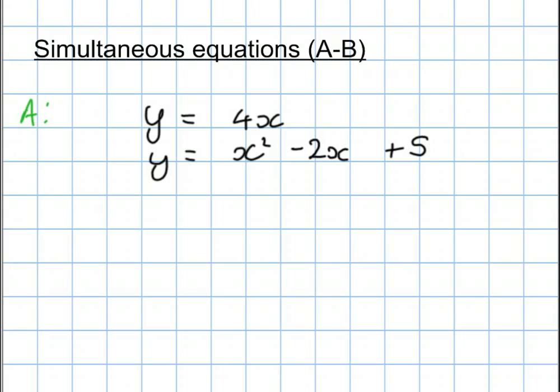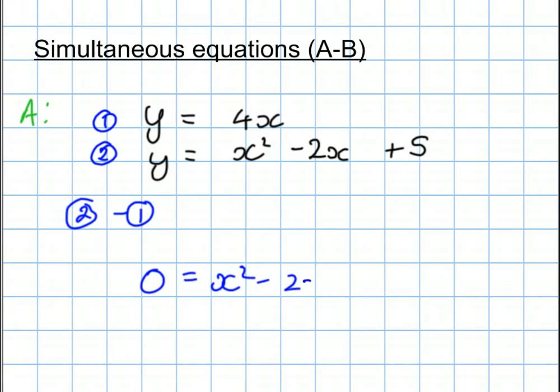Now, why are they grade A? Because you've got squares appearing, either x squareds or y squareds. Generally it's x squareds. Well, our technique's going to be very similar to begin with. I'm going to get rid of one of the variables, and the simplest way of doing it is I'm going to take equation 1 away from equation 2. On the left I get 0. On the right I get x squared minus 2x plus 5. Take away that 4x.